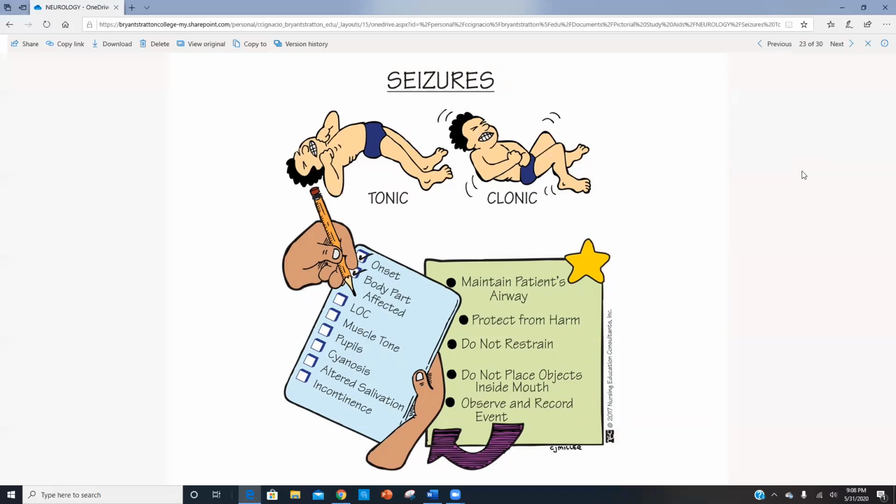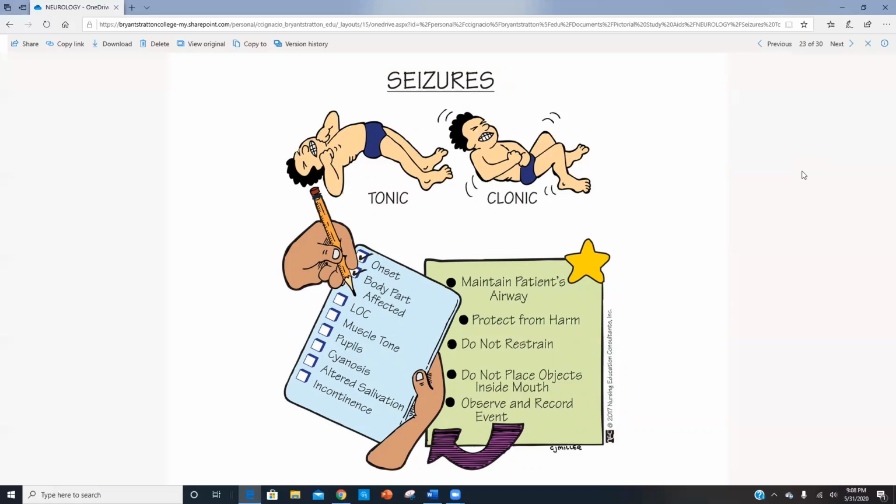You also want to ask the patient, do they have an aura? Do they feel it coming on? Do they have a sense? It might be a light or a feeling, a smell, or a taste in their mouth that tells them it's a warning that the seizure is coming on. Also document how long the patient remains unconscious. Determine if there's any incontinence of bladder or bowel. Identify any precipitating factors. And you want to monitor and document the behavior during the post-ictal phase.